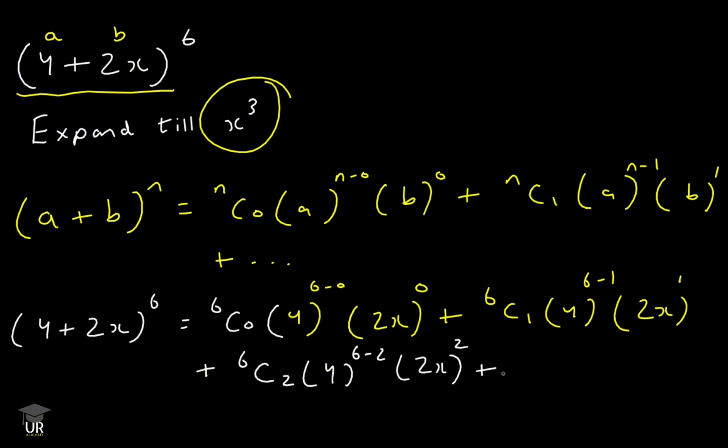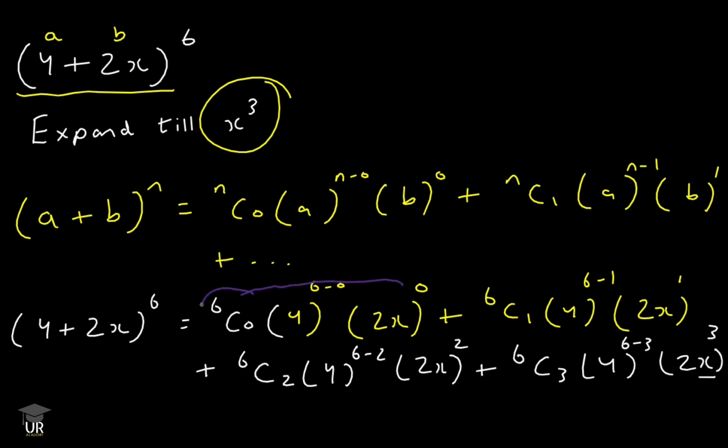Then let's now do 6C3, 4 to the power 6 minus 3, and b is going to be 2x, so 2x, and the power is 3. Okay, now if you look carefully, you can clearly see that now we will get the x cube term, because here we have (2x) cube, that will become 8x cube. So we will actually get the x cube term. So we will stop right here, and let's now solve this term by term.